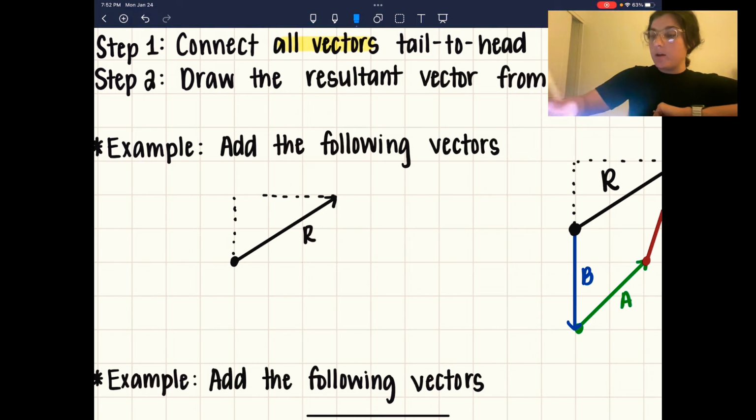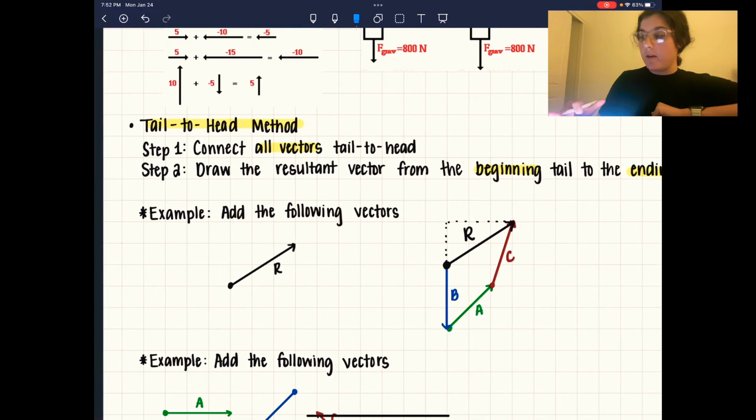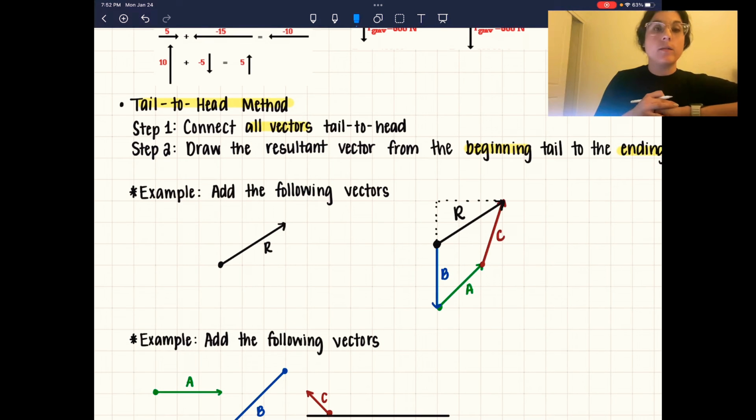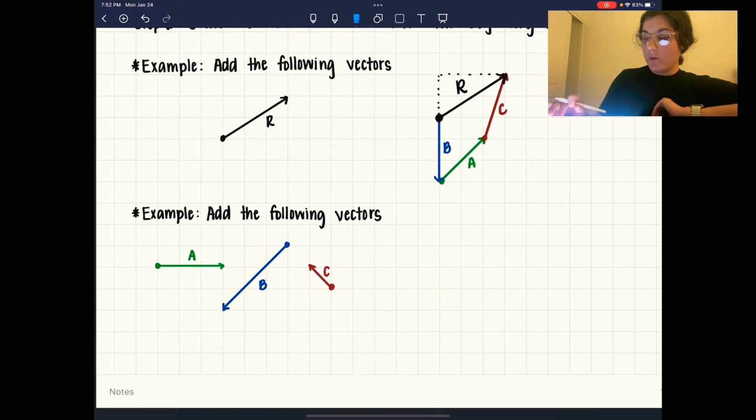Perfect, and that would be my resultant vector from the sum of these 3 vectors, A, B, and C. And again, regardless of what order you add them in, we would all get the same resultant vector that's up 2 units and over 3 units. So let's do one more example together.